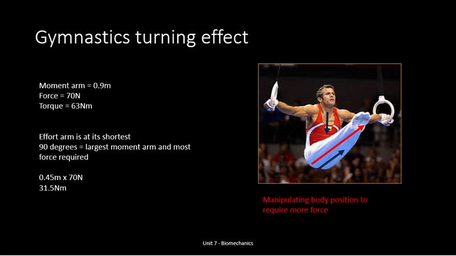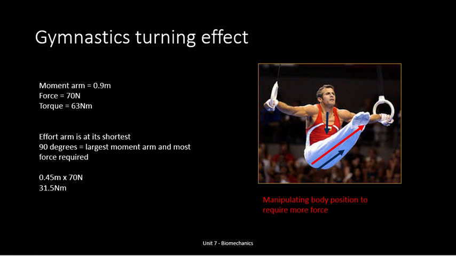which means in this example the athlete is having to generate a much larger force than they possibly would if they manipulated their body position to require less force. They could do that if they bent their knees, which would make the effort arm shorter, as shown by the blue arrow there, which would then make the force required less at this 90 degrees.